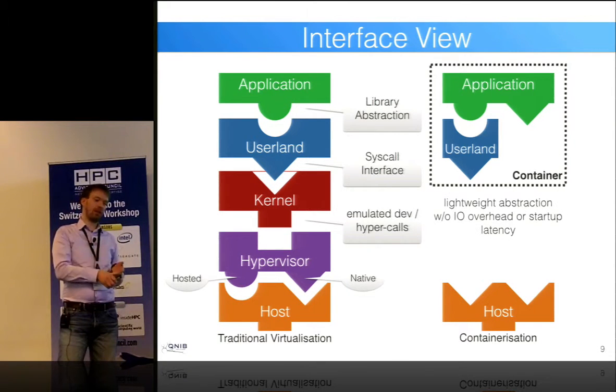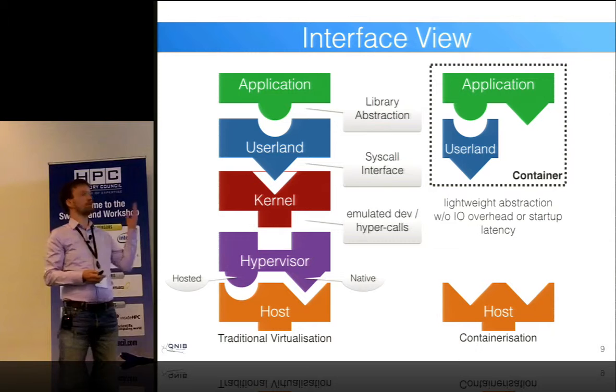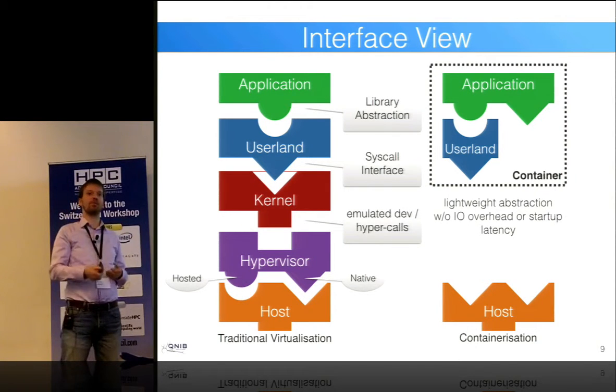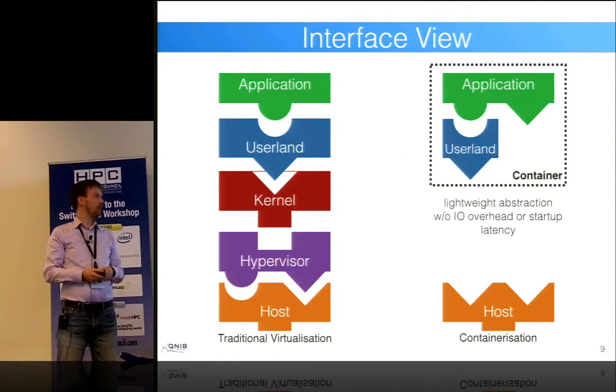So either we have only an application that is statically linked, we do not need a userland at all, we can just have an empty file system within the container, and if we need some libraries, we only put the libraries in there that we need to run the application. And this is a very lightweight abstraction without I/O overhead or startup latency, because we do not have to boot a kernel, we do not have to virtualize hardware, and this is pretty fast.